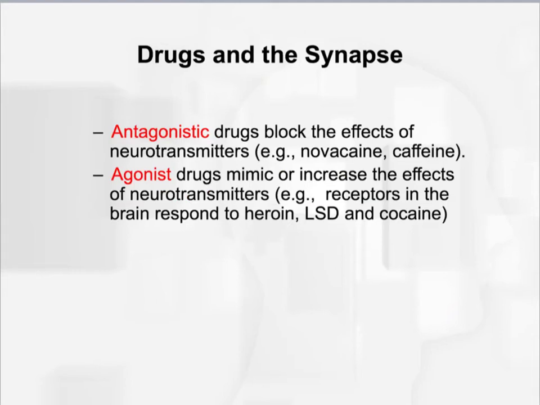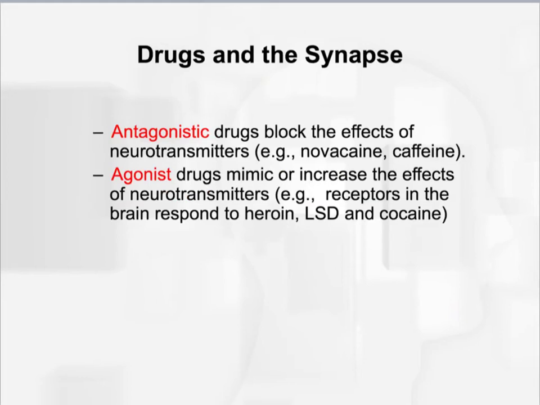An antagonist drug blocks the effect of a neurotransmitter, like an antagonist in a play. It blocks the effect of the normal neurotransmitters getting to where they need to dock. So Novocaine and caffeine. Novocaine, obviously, for pain, blocks pain receptors, and caffeine is to keep you stimulated.